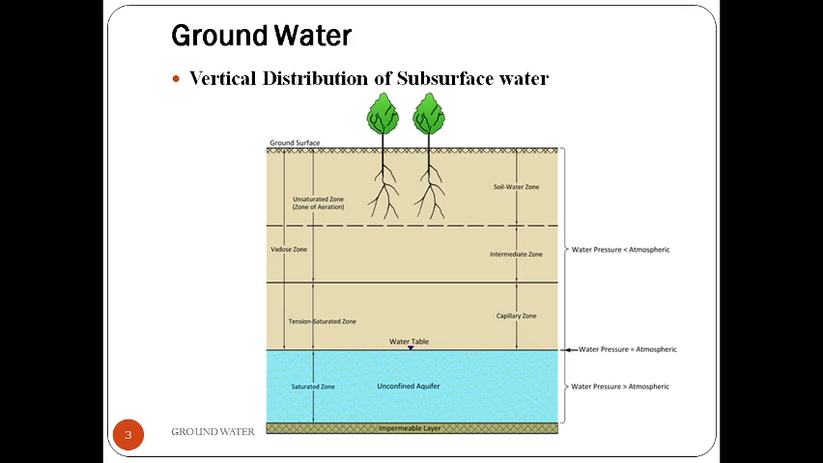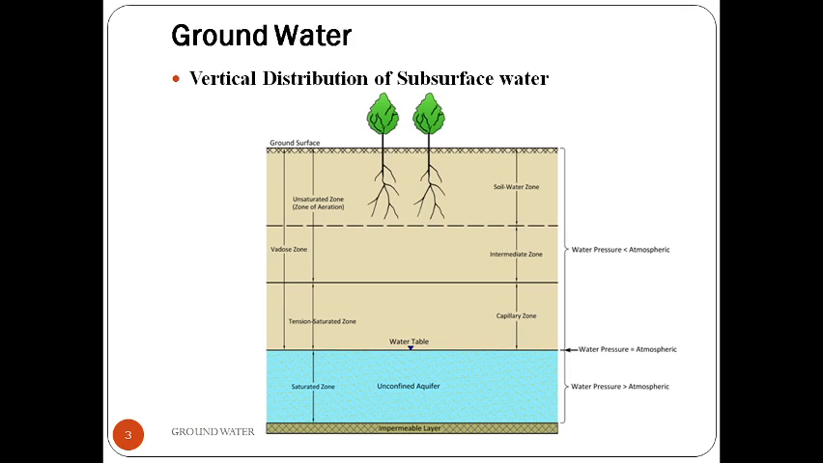The zone extending from the water table to an impermeable layer is called saturated zone or zone of saturation, wherein all voids are completely filled with water. In this zone, water is held at a pressure greater than the atmospheric pressure, and hence it moves in a direction based on the contiguous hydraulic situation. The unsaturated zone can be further subdivided into soil water zone and intermediate zone.